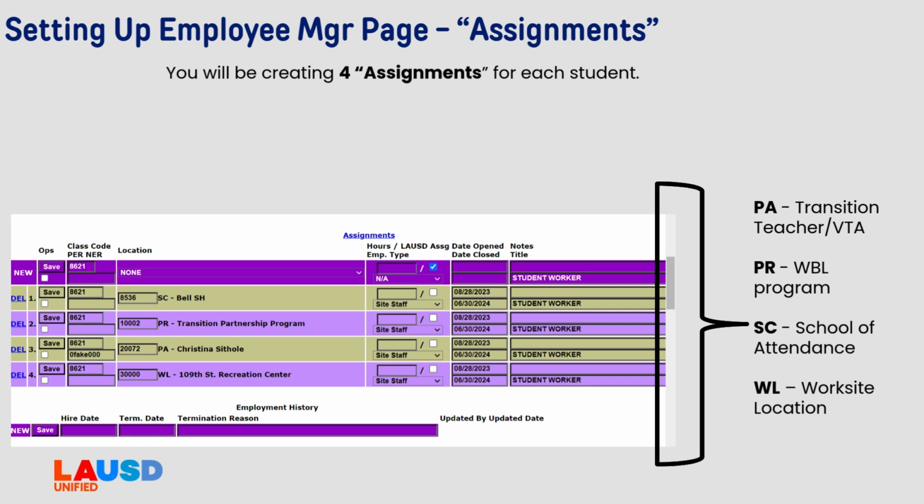Your next step is to create the 4 assignments for the student. These can be found at the bottom of the student's information page. So if you scroll down, you will see a purple assignment grid towards the bottom. The 4 assignments are PA, which is the transition teacher or vocation and transition assistant, the VTA, the PR, which is the work-based learning program, SC is the school of attendance, and WL is the student's worksite location. Let's go through each assignment.